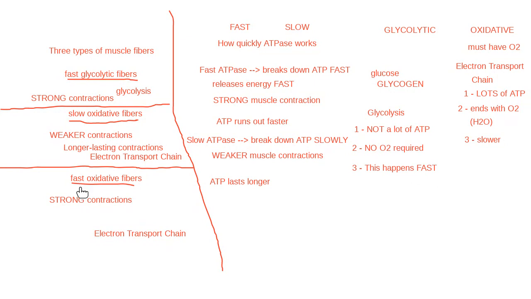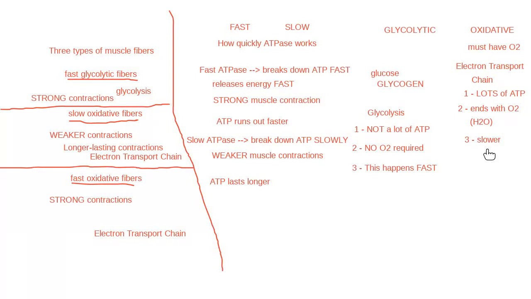With fast oxidative fibers, fast tells me that I can chop up ATP really quickly, which means I'm going to have strong contractions. Oxidative means that I'm going to use the electron transport chain to make my ATP. So that means that I'm going to make a lot of it. But the caveat is it's going to take me a little bit longer to get started. So my muscle contractions, once they get started, will be really strong, but it's going to take me a little bit longer to get them started because it takes me a little bit longer to start building ATP with the electron transport chain.